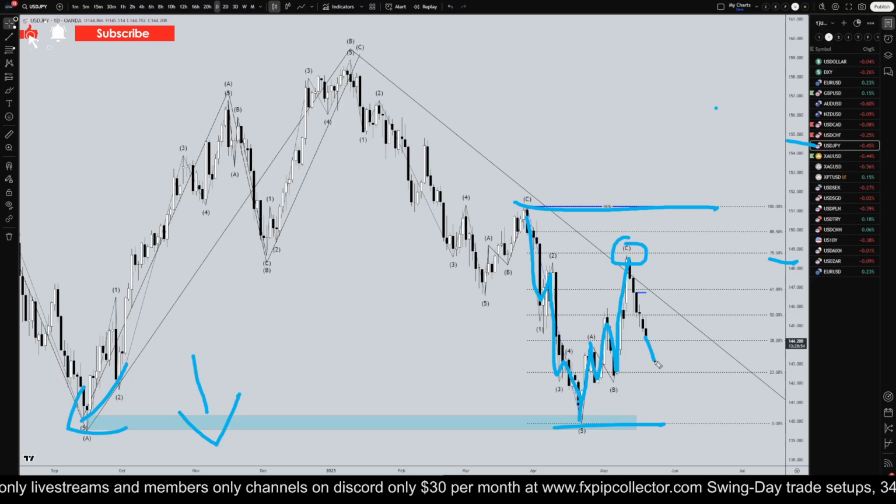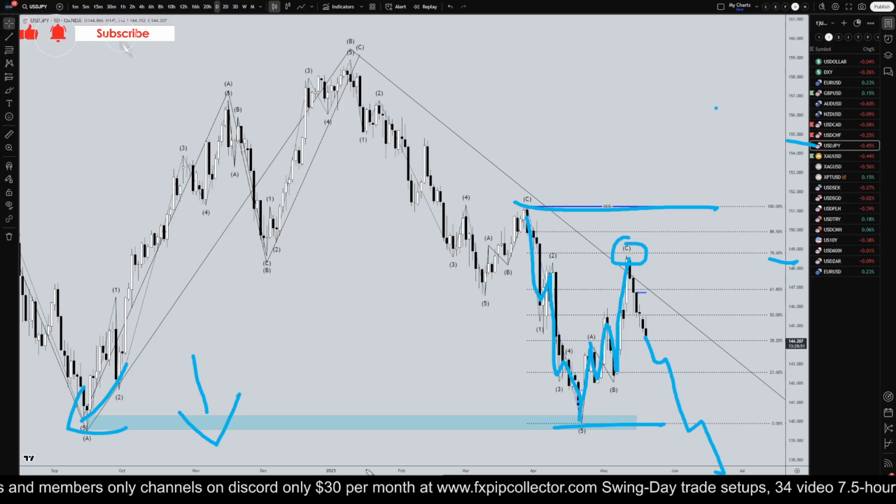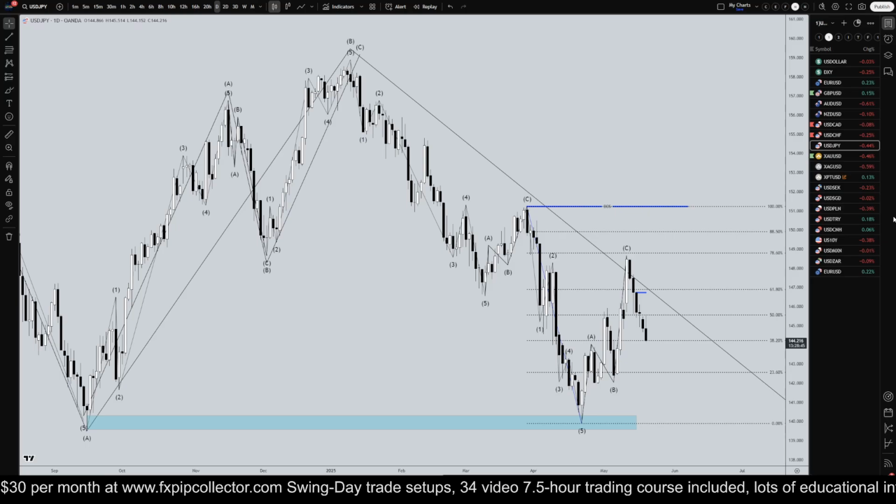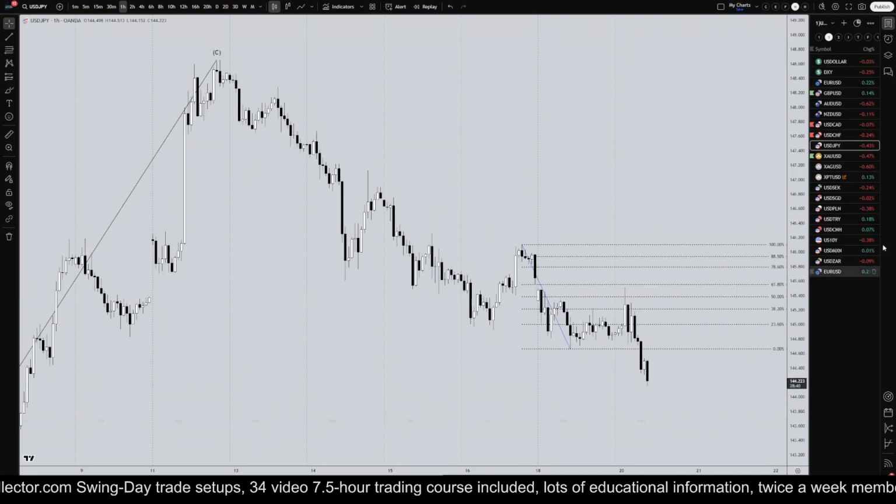And what happens at the end of an ABC pullback is you get the continuation of the higher time frame downtrend. My overall target on the US dollar yen is all the way down at like the 125, but that's going to take pretty much all year to play out. But I'm definitely looking for shorts.